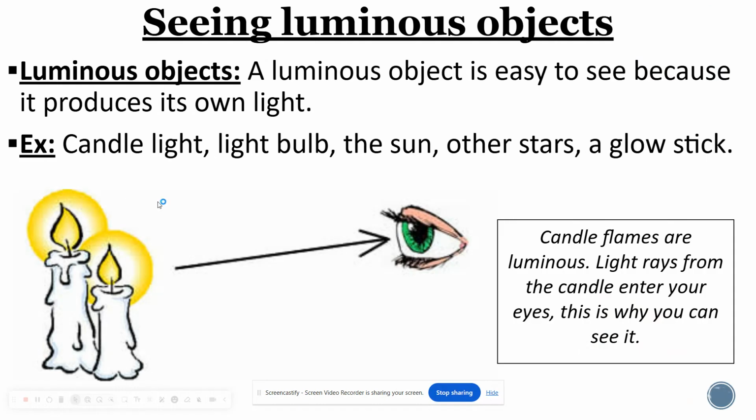Objects that are luminous, you can see those because light made by the luminous object goes from the luminous object to your eyes, and your brain registers an image. So candlelight, light bulbs, the sun, other stars, a glow stick make their own light that they send to your eyes and you can see them.